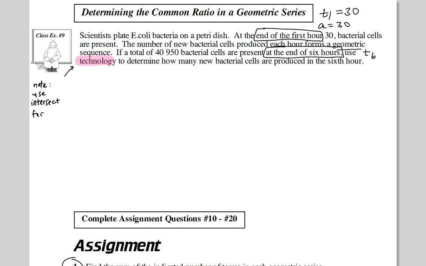The hardest part about the intersect feature is the window settings. Y1's your left side of the equation, Y2's your right side, and then you intersect. And if your windows are screwed up, it might be hard. So what do we know? Have we used this 40,950? What is this? A total? So that's S6. Do you agree?